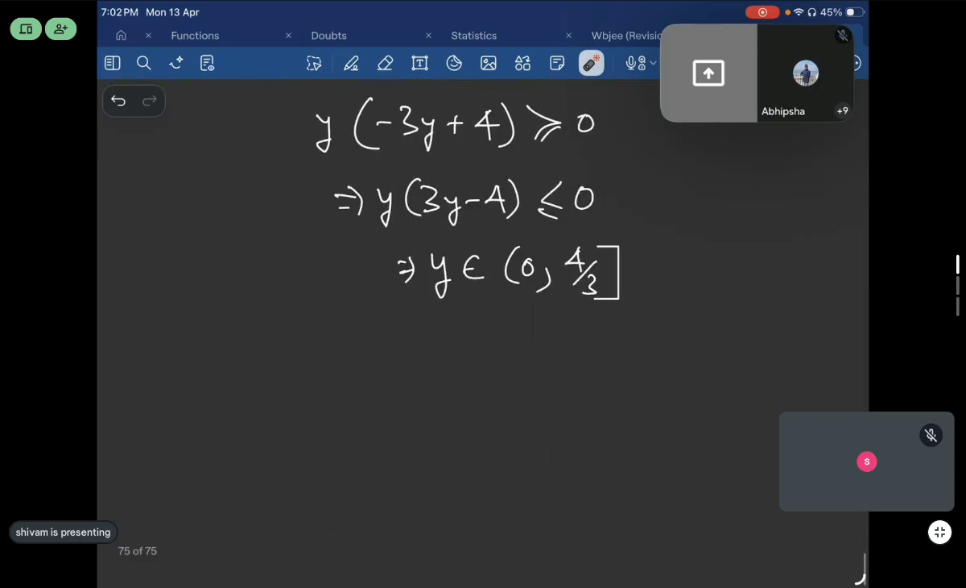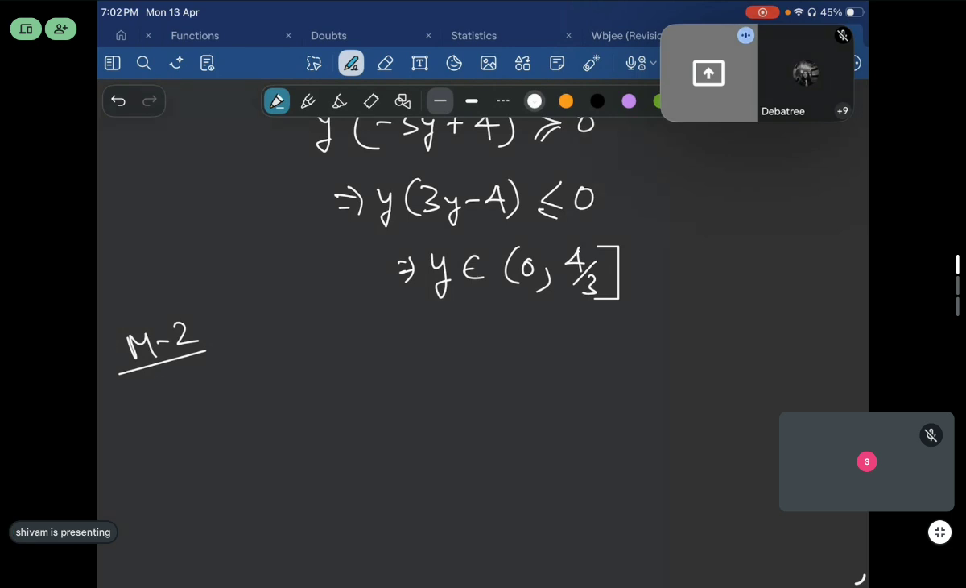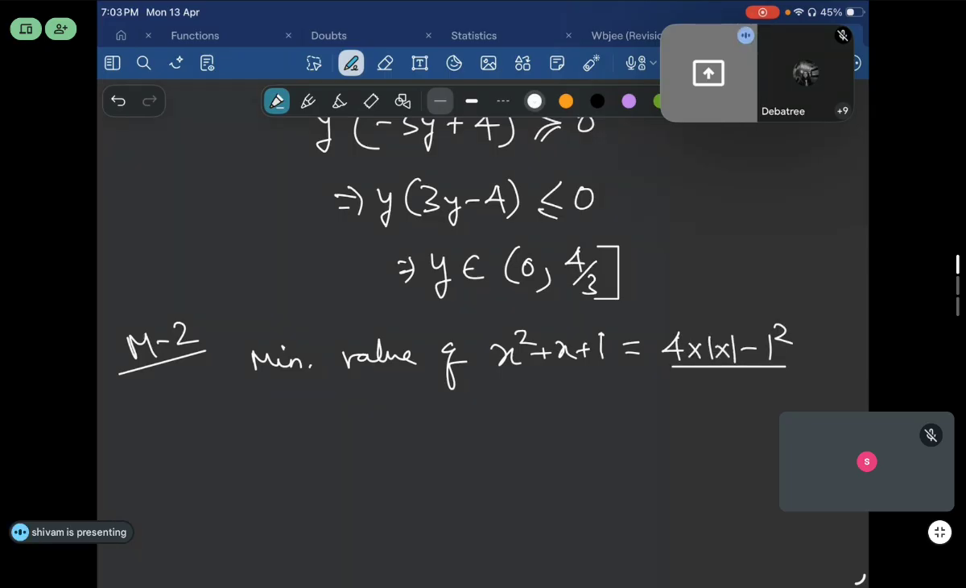Yes, sir. Devatri, is it clear? Method 2, there is another method. What I can do is find out the minimum value of this quadratic. The minimum value of x square plus x plus 1, that is the denominator, is equal to 4ac minus b square upon 4. That is nothing but 3 by 4.